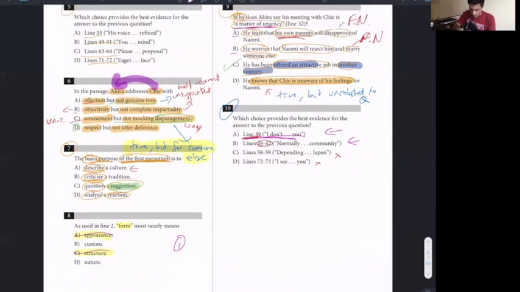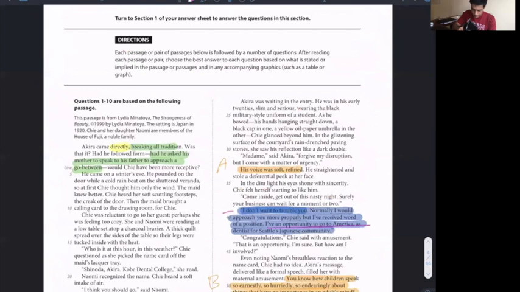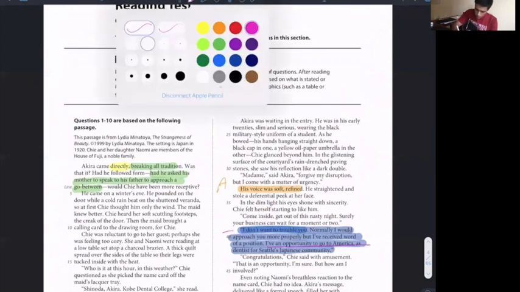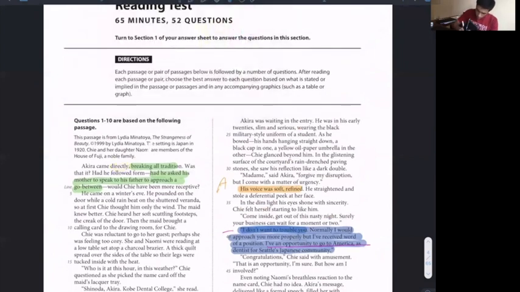So if we go back into line 8 up here, where is form? Form is over here. So if we substitute now, had he followed appearance, that does not make sense. Had he followed custom, that makes sense. Had he followed structure, that could make sense, but does not really make sense because structure is talking about how something is structured. And had he followed nature, that also does not make sense. So by substituting, you get had he followed custom.